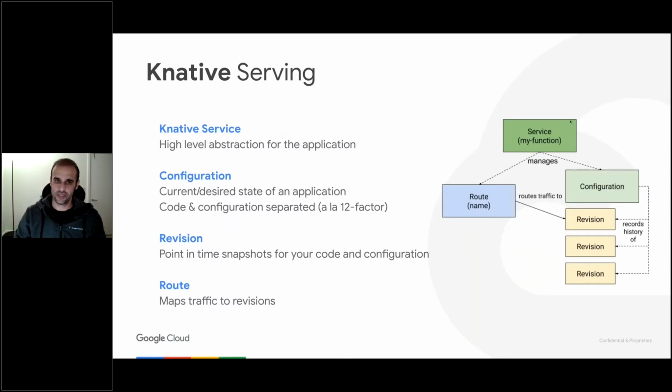First is the Knative service at the top layer. Then we have the configuration for the service that points to the image and other configuration that your service might have.